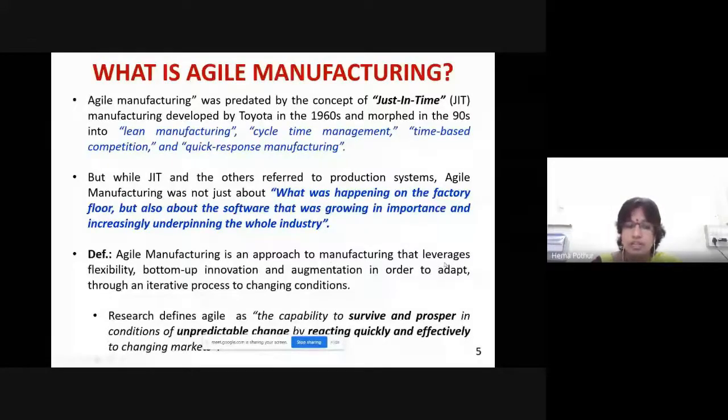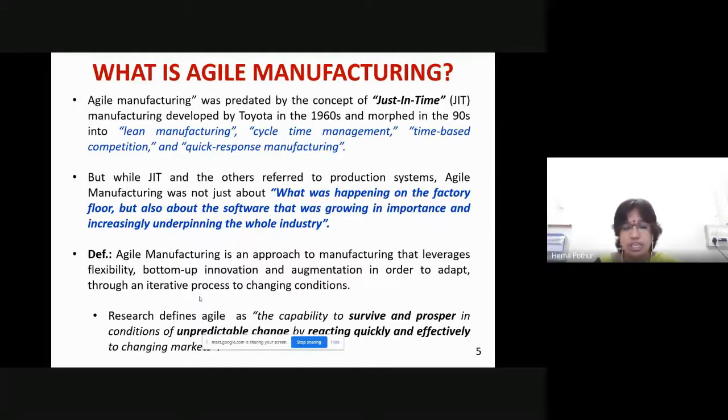This is leverage to flexibility. Flexibility means all your production lines should be flexible enough to incorporate any dramatic or drastic changes required from the design end. And bottom-up invention: from the shop floor to the topmost hierarchy of the administration, the invention should pass through. And augmentation: you should have the cumulative piling of the flexibility we use in order to adapt and appreciate the things, and all of this should be an iterative process. Continuously it will be changing with respect to the demand and the market.